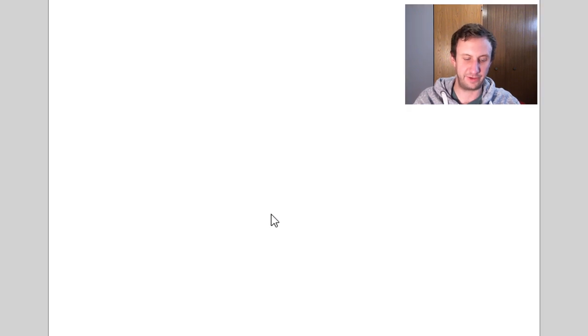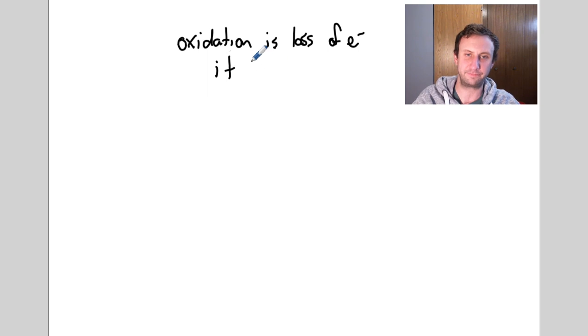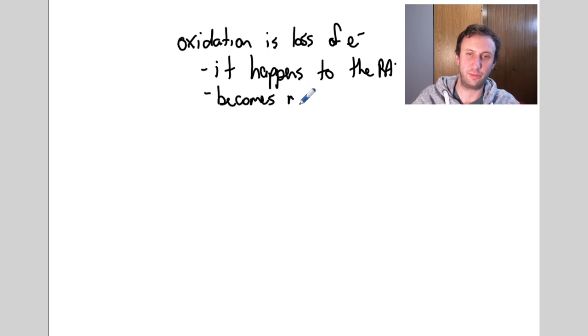Once again, kind of talking through a few things, right? When I'm dealing with oxidation, so this is a summary, oxidation is the loss of electrons. So loss of electrons. It happens to the reducing agent, RA. So it happens to the reducing agent, and in the process, it becomes more positive than it was before.